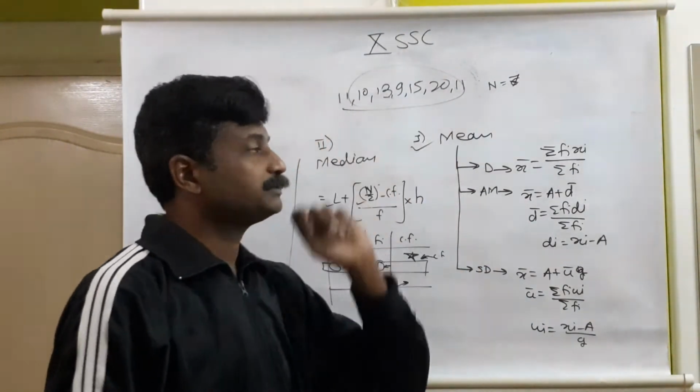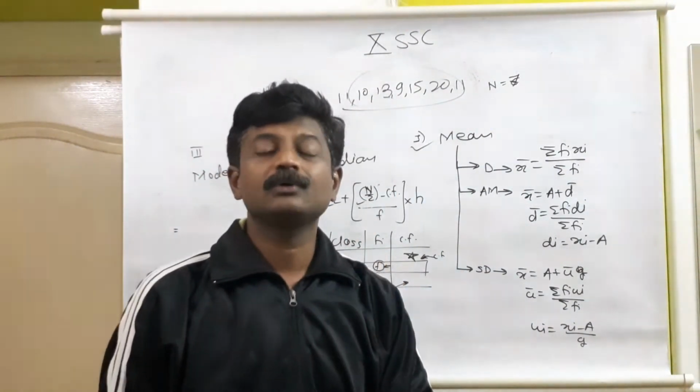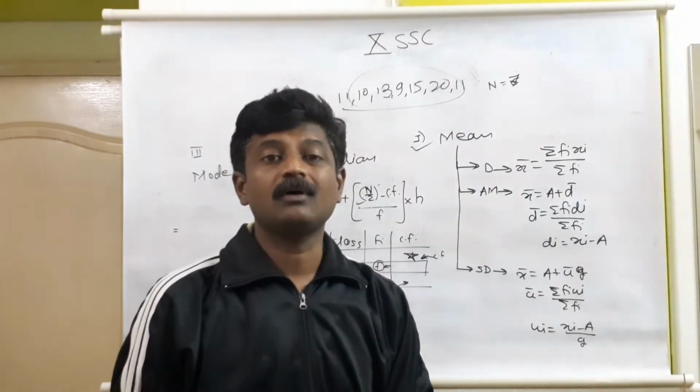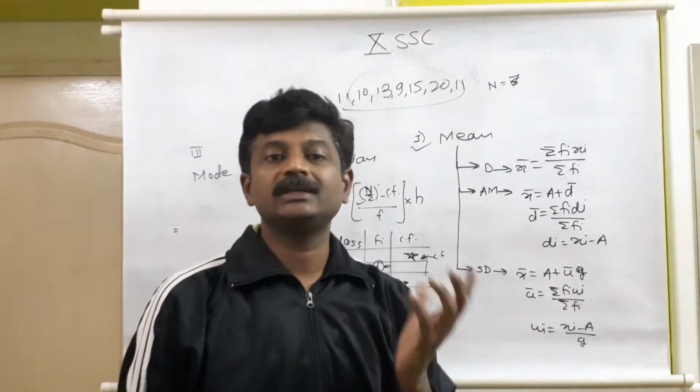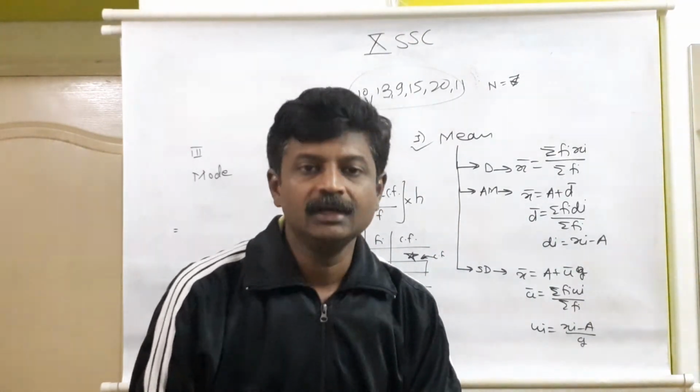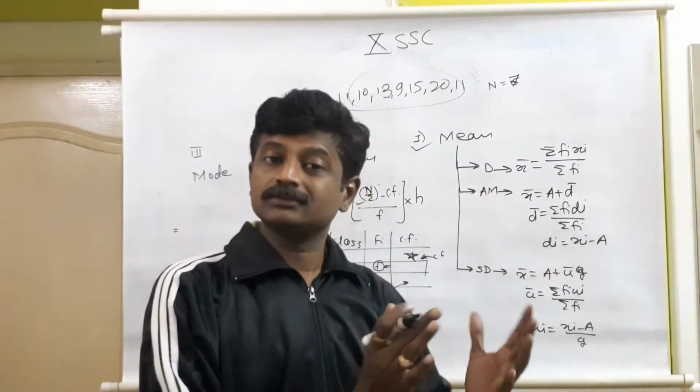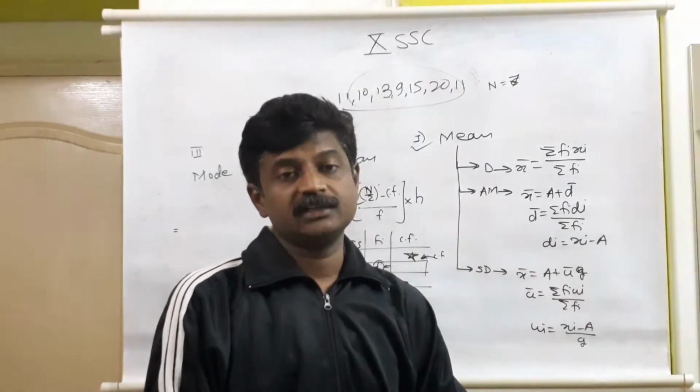So 11 occurs the maximum number of times, that is 2 times, so 11 can be the mode. The number that occurs repeatedly more times as compared to any other observation is known as the mode. This was till the 9th standard or till the 8th standard.